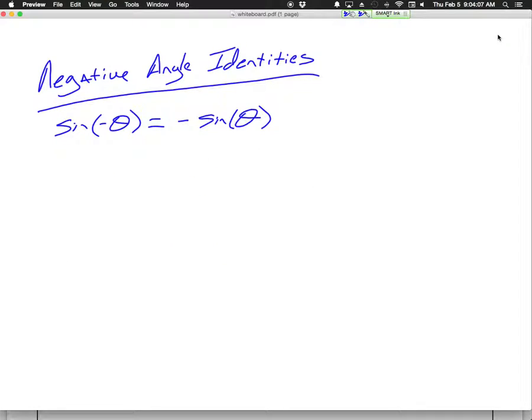So, sine, obviously cosecant is going to go with sine, so the same thing is going to happen. Cosecant of a negative angle is the same thing as a negative cosecant of the positive of that angle. That applies.